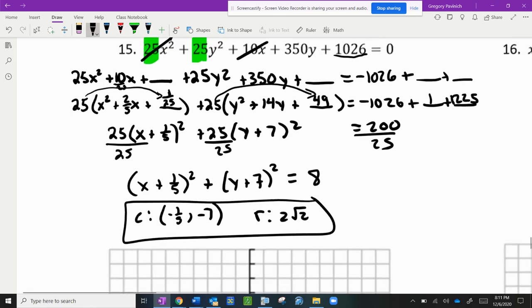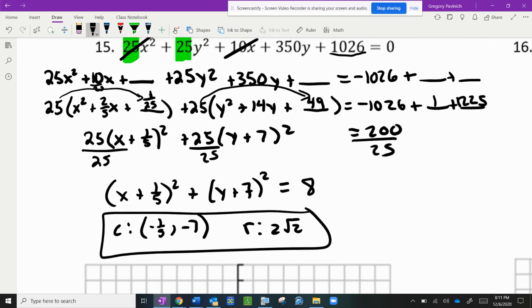So the rest of these are for you to finish up on homework. Just don't forget, when you complete the square, if it's not a positive 1 coefficient in front of your squared term, you're going to have to factor it out.